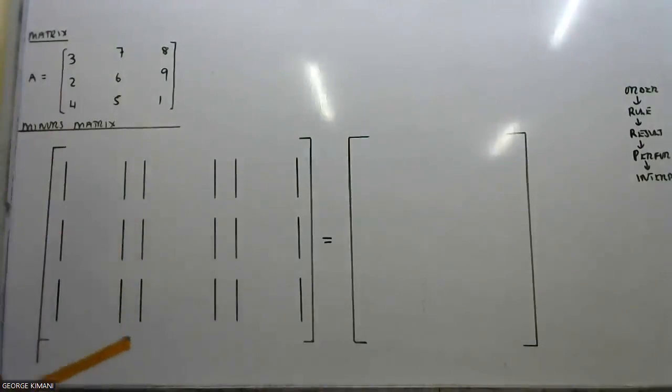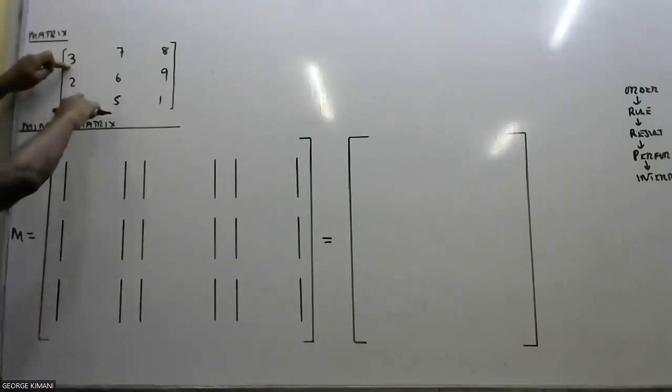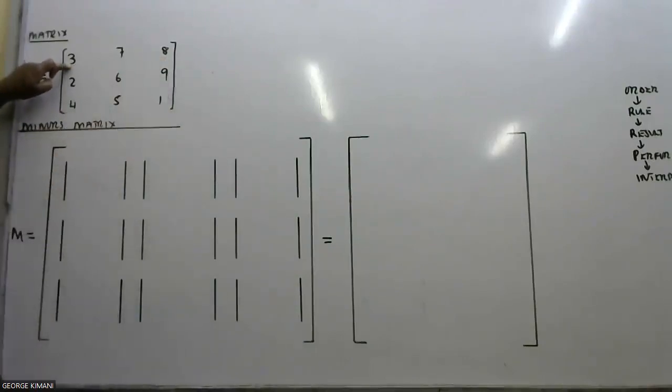So look here. Now this one is the one we are calling the minor matrix M. And this matrix is created by deleting the values that are in row i and column j of the original matrix. In simple terms, you start here. When you stop here, you drop everything in that column and everything in that row. You are left with what? 6, 9, 5, 1.